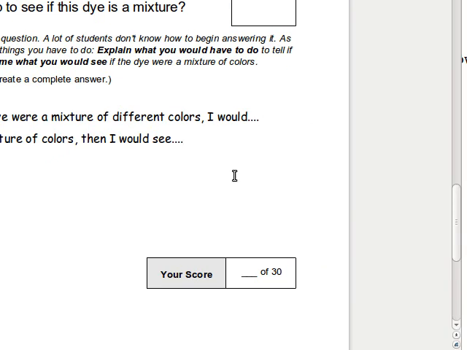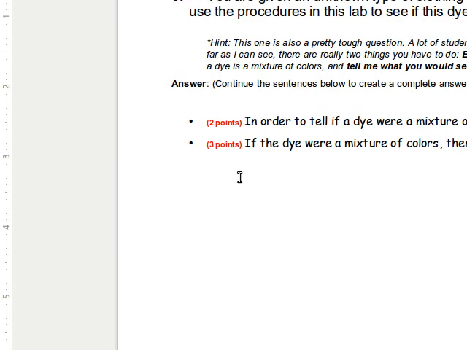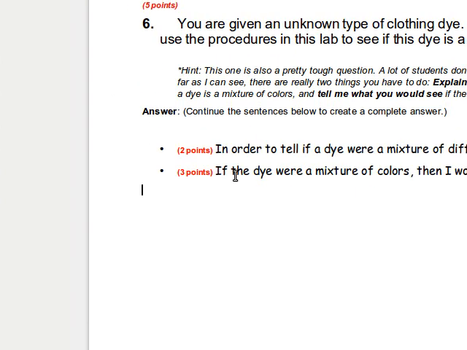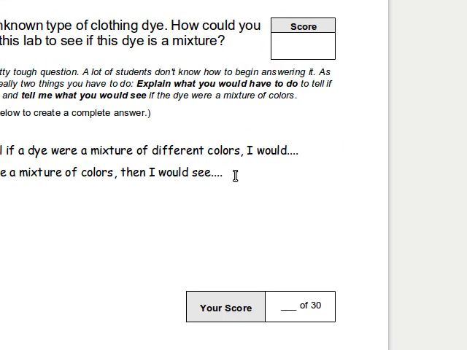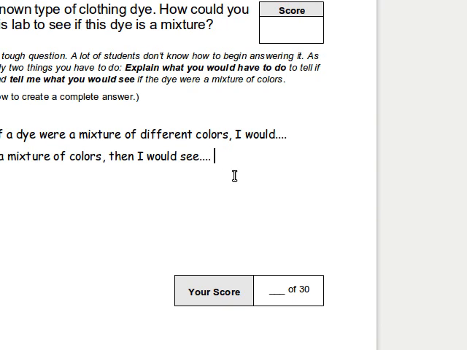And how about the next one? Now you have to tell me what you would see that would tell you that it's a mixture. And if you don't see it, you know it's not a mixture. So I start off this sentence saying, if the dye were a mixture of colors, then I would see, what would I see? I'd see it separate into different colors, just like the dyes in the lab separated into different colors. So that's how I'd complete this one.